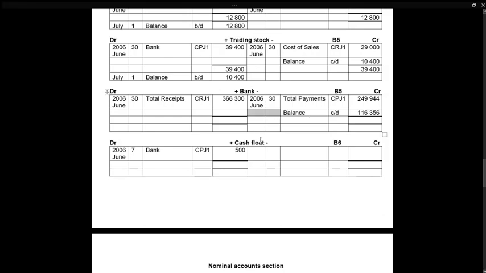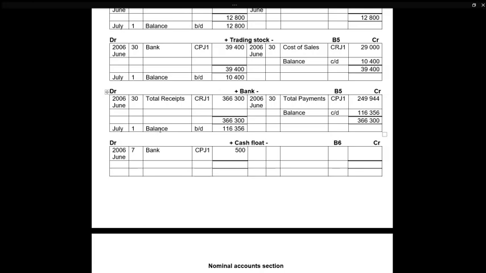I'm going to fill in the exact same date again. Total the two sides to confirm that we've done it correctly. Therefore, two sides are equal. We've done it correctly. My new opening balance for bank will be 116,356 Rand. It's an opening balance, therefore my value will be brought down. Details will be balance. On the very first day of July.